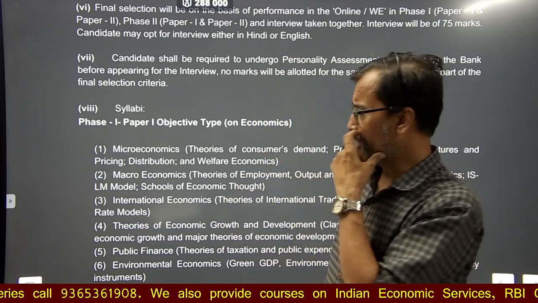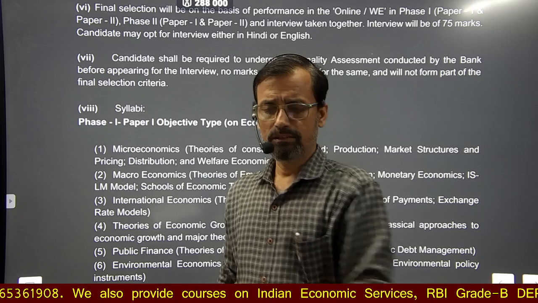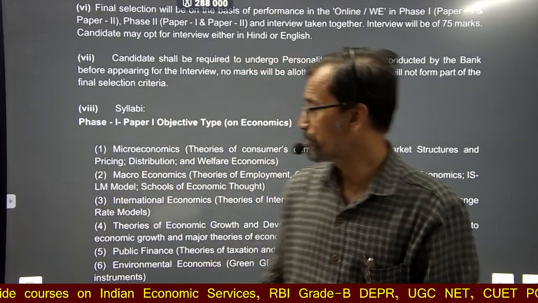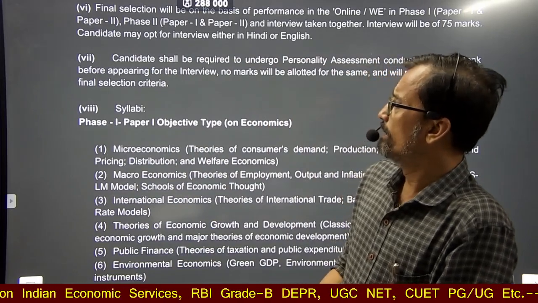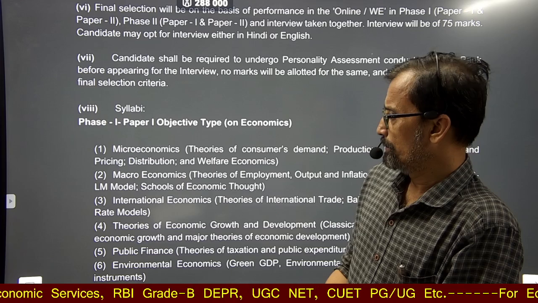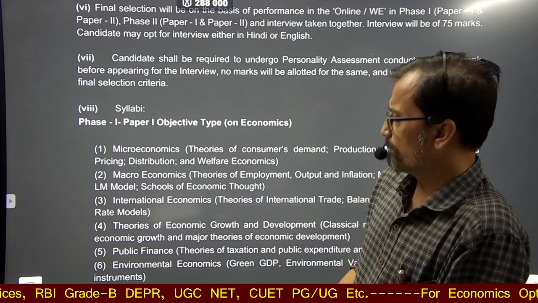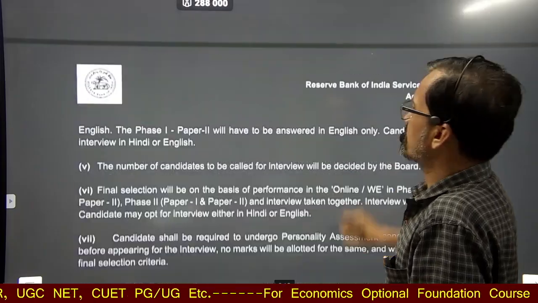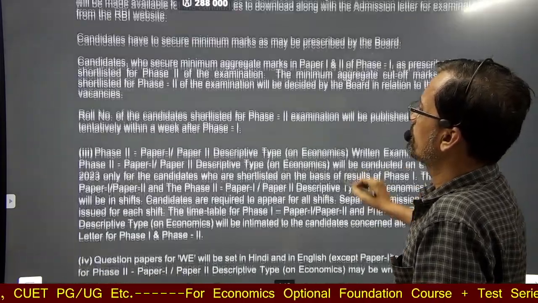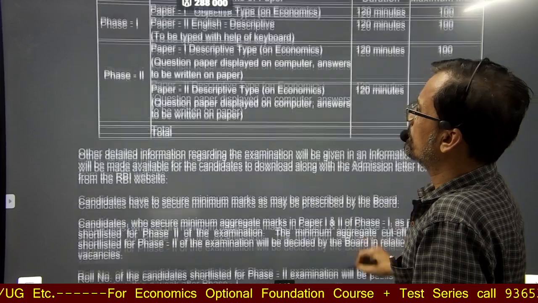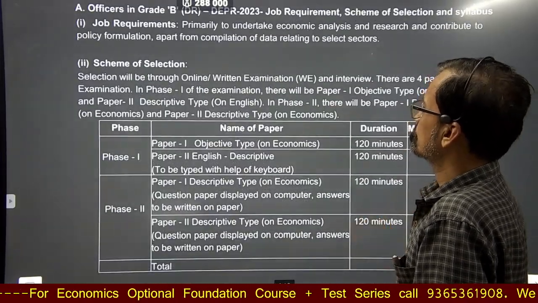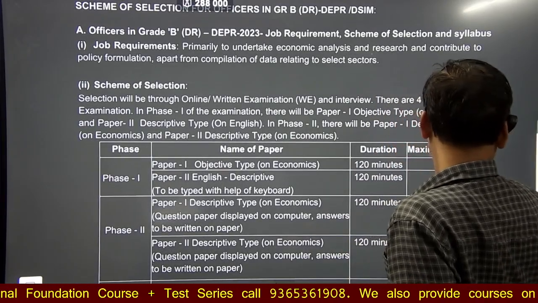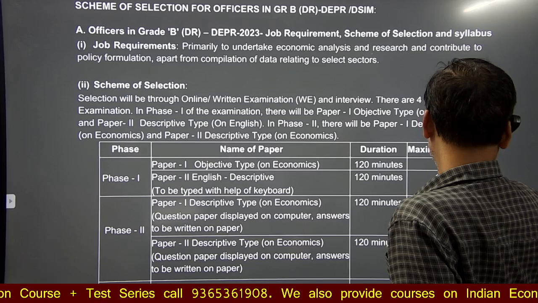So, before going to discuss our test series paper, which is going on, we need to give some focus on our syllabus. Actually, what is the syllabus? RBI Grade B, DEPR. What is the exact syllabus?